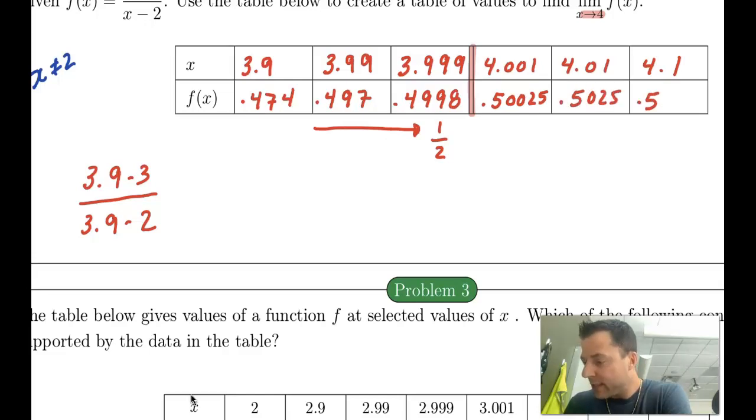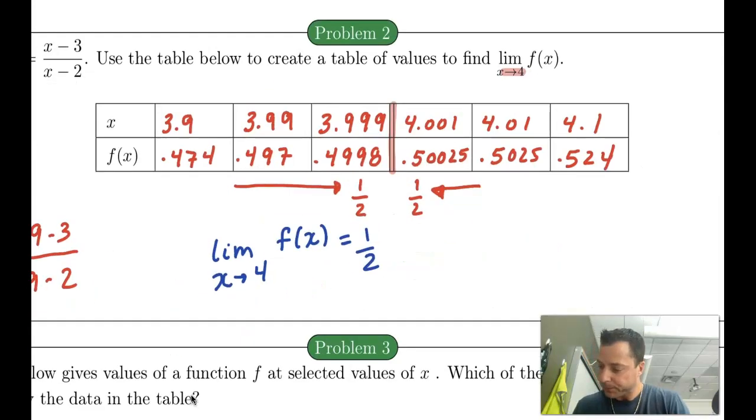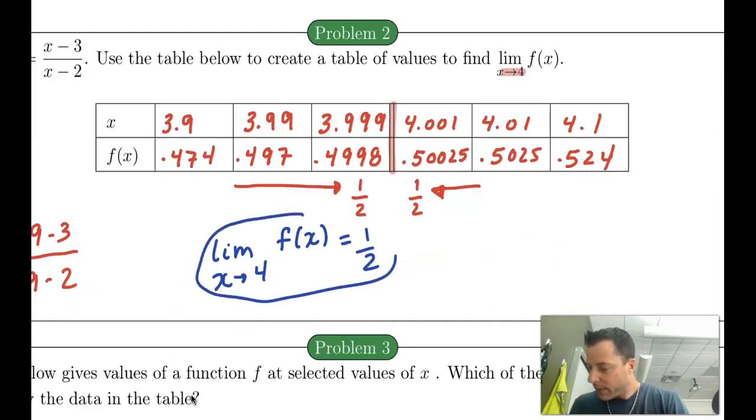Because it looks like they're both approaching the same number from the left and right, our limit exists. And it appears that the limit as we approach 4 of our function, I'll just put f of x, is 1/2.